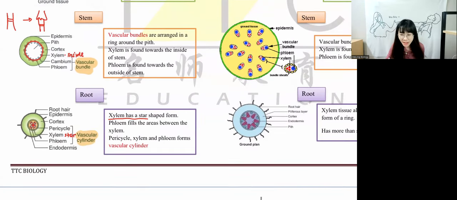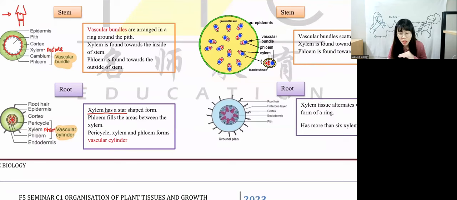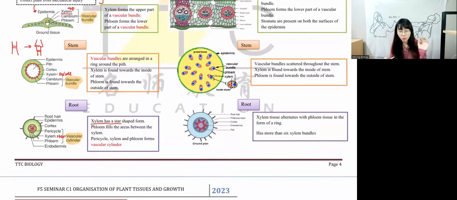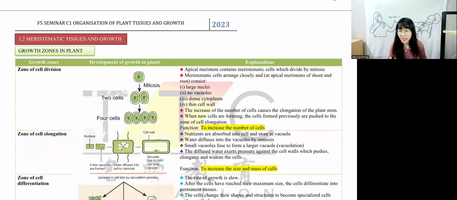And then for root, they have alternate xylem and phloem tissue that forms into a ring shape as well. So we have xylem, phloem, xylem, phloem, xylem, phloem. They form into a ring shape. So this is how vascular bundle forms. In exam, they will ask you to label, they will ask you to write where is the xylem and phloem.